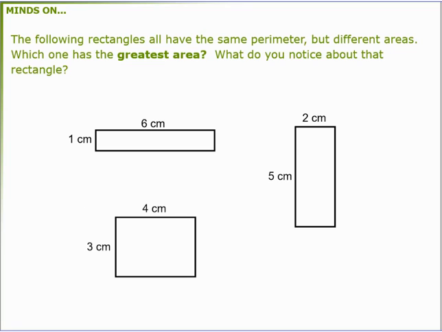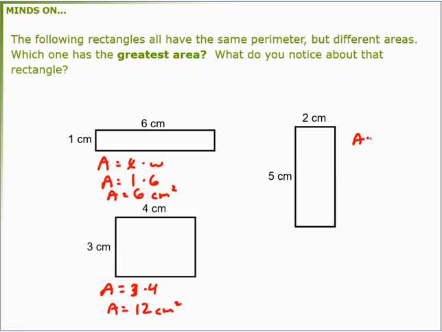Okay, so let's just recap how to find our area on a regular basis. So again, area is length times width. So area is 1 times 6. The area is 6. Okay, what about this one? So area is 3 times 4. Area is 12. And these are our centimeters squared. Okay, area is 2 times 5. Area would be 10 centimeters squared.